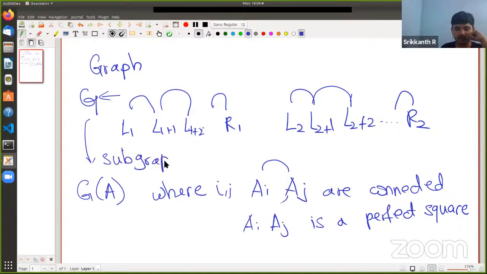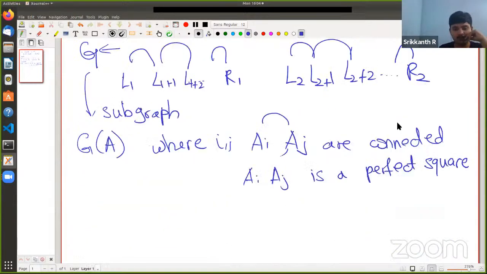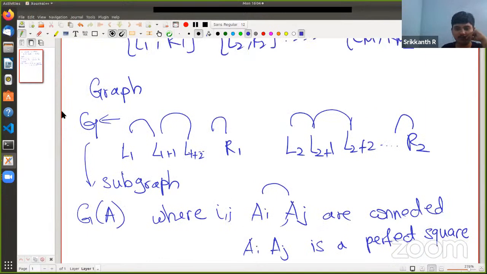So what it says is G of A should contain all these edges, L1 to L1 plus 1, L1 plus 1 to L1 plus 2, and so on. And it's also given that these intervals are non-overlapping. So all these edges must be present in G of A. That's the meaning of G should be a subgraph of G of A.